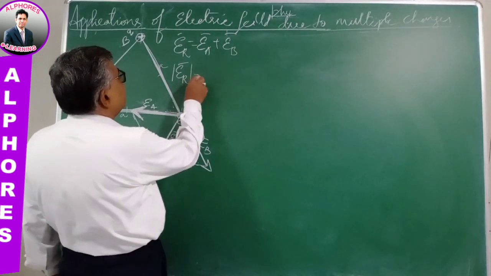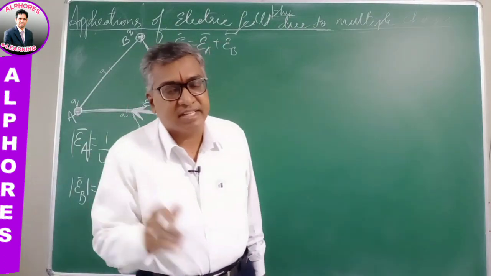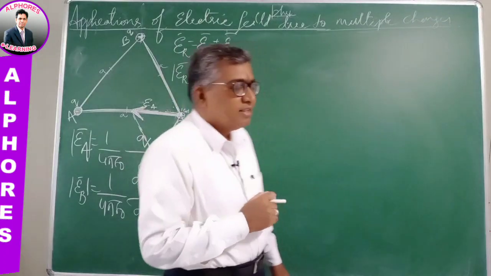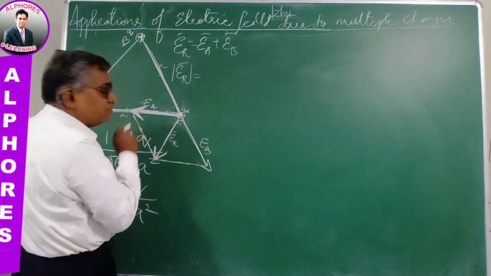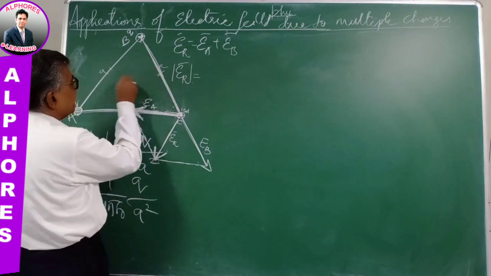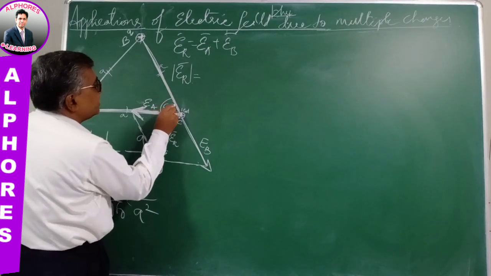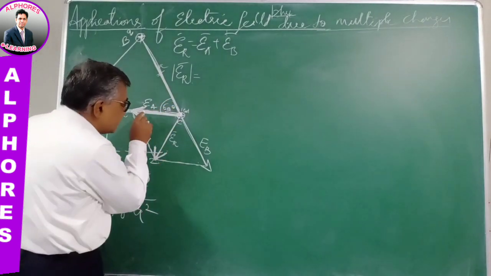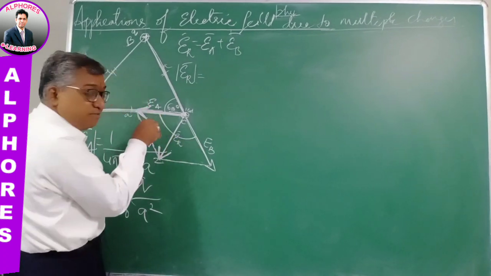And the magnitude of the resultant vector is given as root of A square plus B square plus 2AB cos theta, where A and B are the magnitudes of the vectors. The vectors are EA and EB. What is the angle? Now in the equilateral triangle, all the sides are equal, all angles are equal. So each angle is 60 degrees. But our vectors are EA and EB, and the angle between the vectors is this one. This is the angle we need.